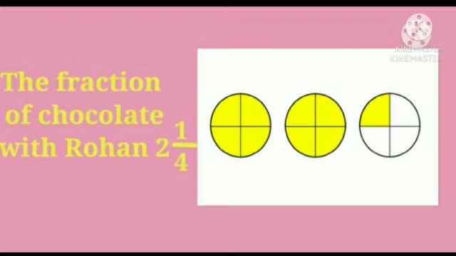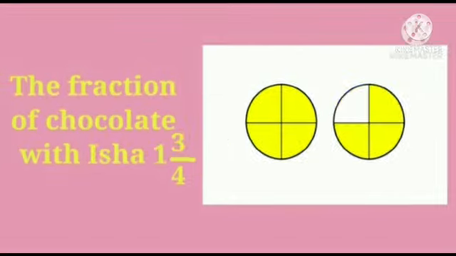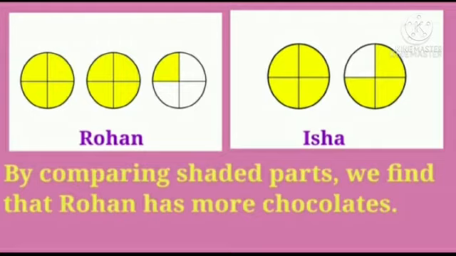So the fraction of chocolate with Rohan is 2 1/4. That means 2 wholes, and out of the third, 1 quarter part is taken. The fraction of chocolate with Isha is 1 3/4. That means 1 whole, and out of the second, 3 quarters are taken. By comparing shaded parts, we find that Rohan has more chocolates than Isha.